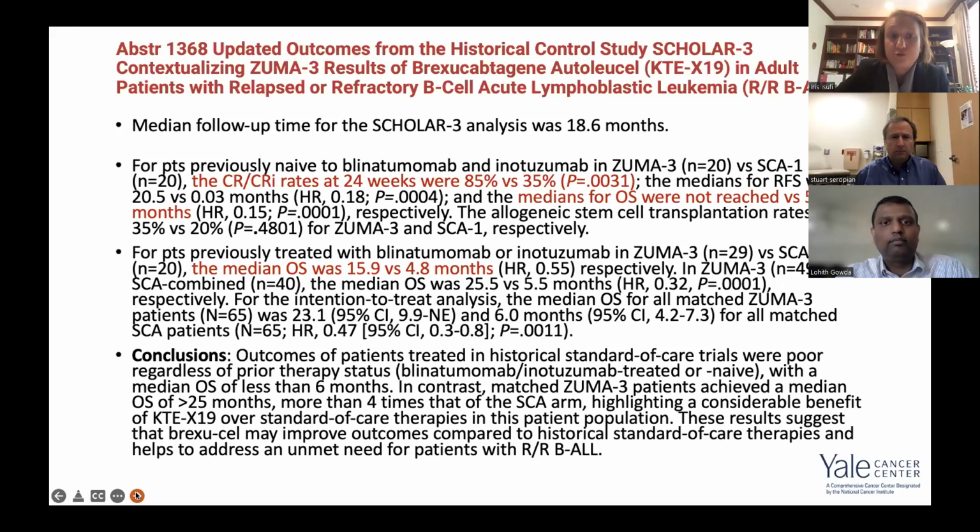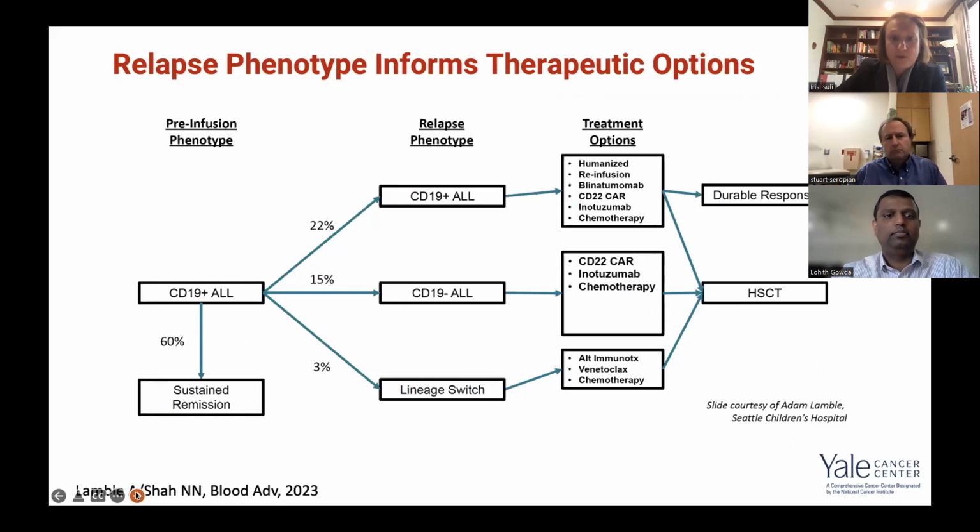And this was true in both patients who were treated with blina and inotuzumab before, but also patients who were treatment naive. In both of those groups, we should consider CAR T because patients do respond and may have improved outcomes compared to other standard of care approaches.